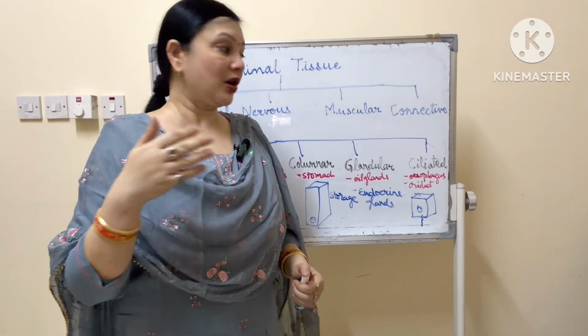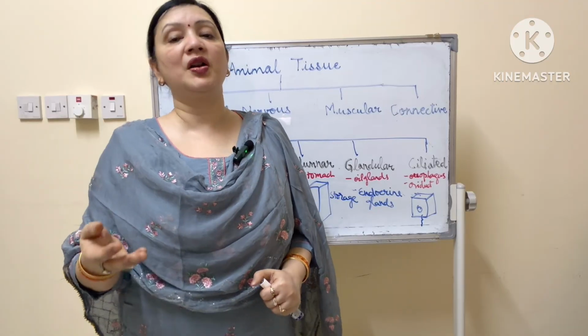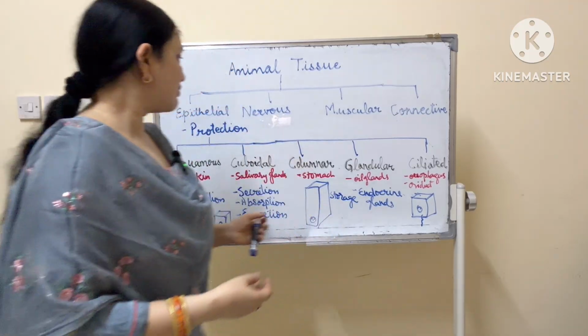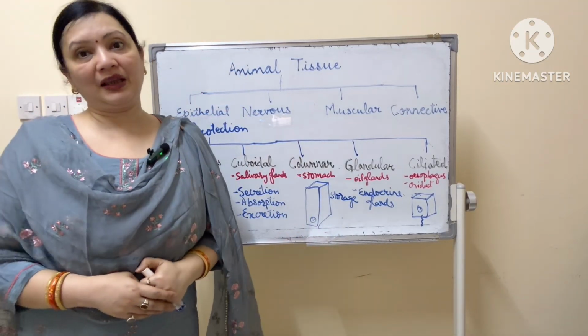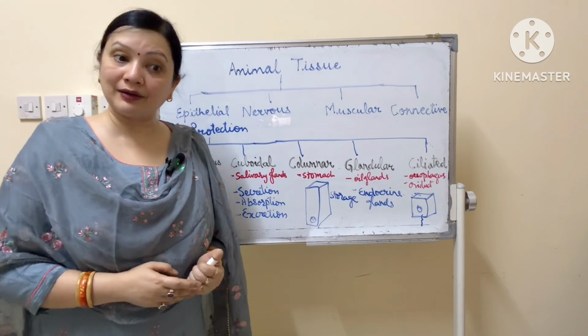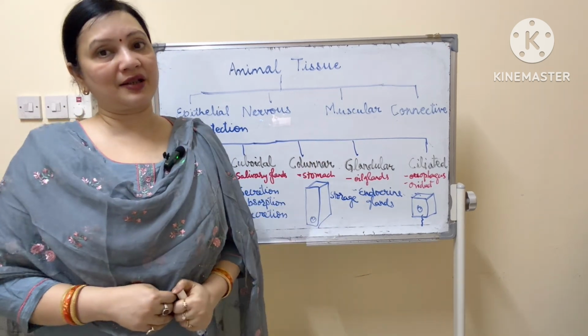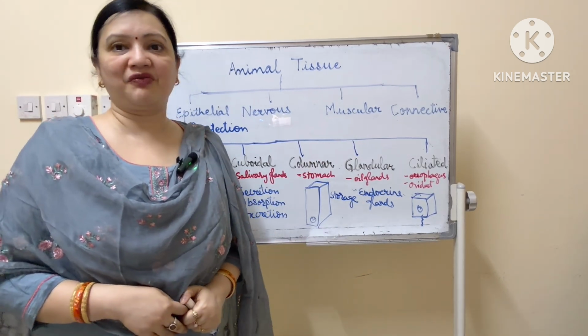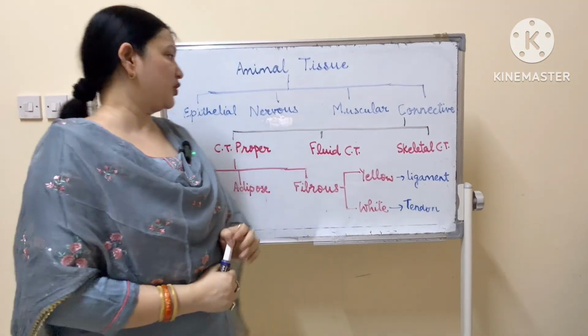The moving of the cilia helps in the movement of things. So these were the 5 types of epithelial tissue. I hope you have understood. Now let us move to the next type of tissue, which is connective tissue. Okay kids, so let us move to connective tissue.